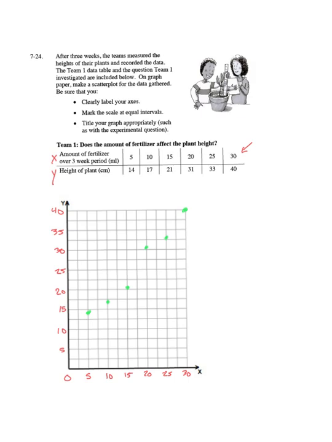The last step would be, okay, well, does it affect it? So here's my fertilizer, going up in milliliters. And along the side, I have the height of my plant going up in centimeters. And you can see by where the dots are plotted that it does clearly seem like there is a positive association.